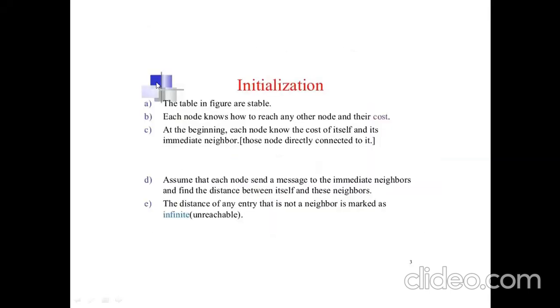So how will it build the table? Each node knows how to reach any other node and the cost. At the beginning, each node knows the cost of itself and its immediate neighbor nodes, those nodes directly connected to it. So we have to assume that each node sends a message to the immediate neighbors and finds the distance between itself and these neighbors. The distance of any entry that is not a neighbor is marked as infinite.